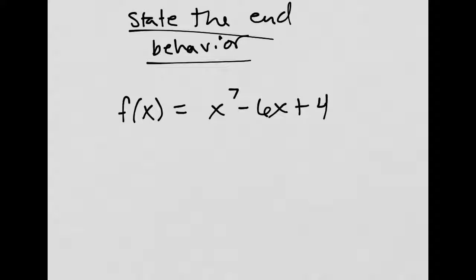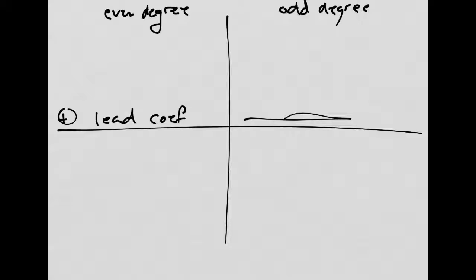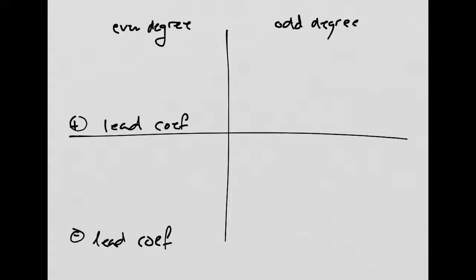For this problem, it says to state the end behavior, and I want to stop everything first and make a chart. So in this chart, I'm going to say that this side is even degree. This is odd degree. That's what is that? Degree. Positive lead coefficient. And same with that, positive lead coefficient. And negative lead coefficient. Okay, so here's your chart.